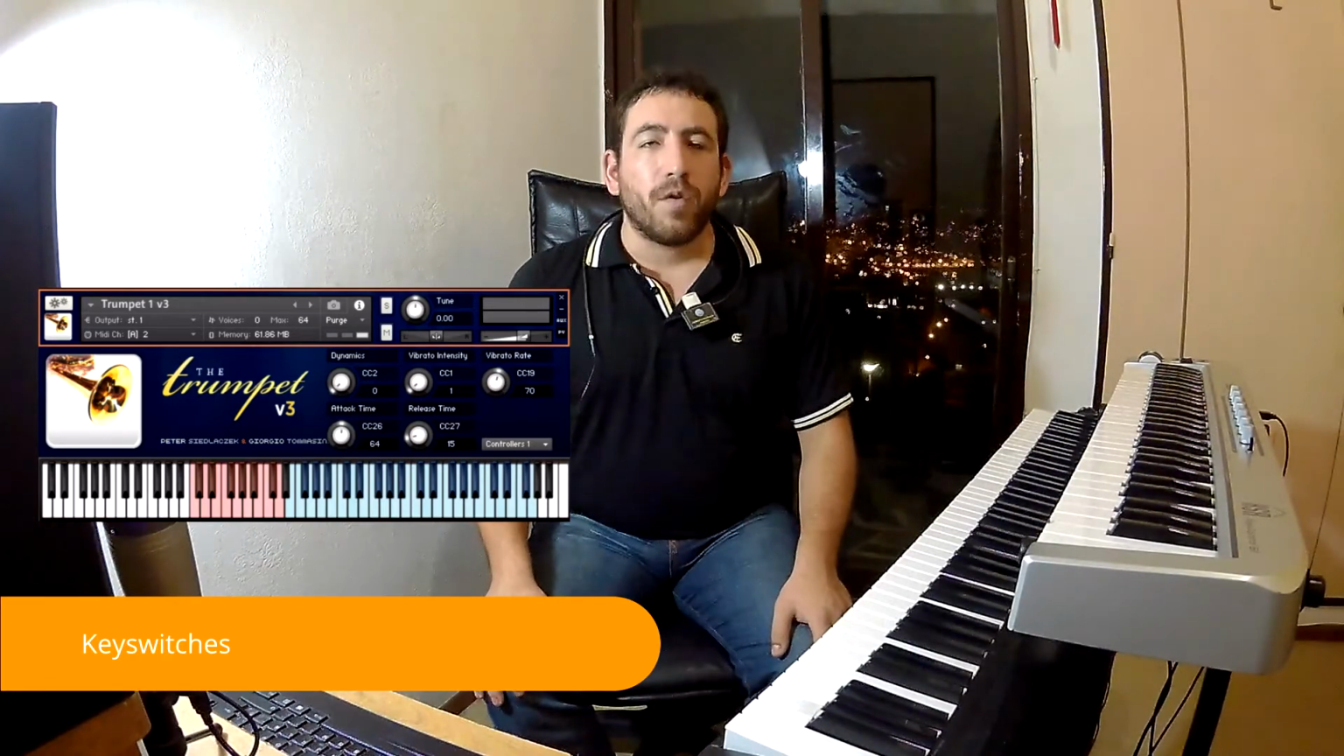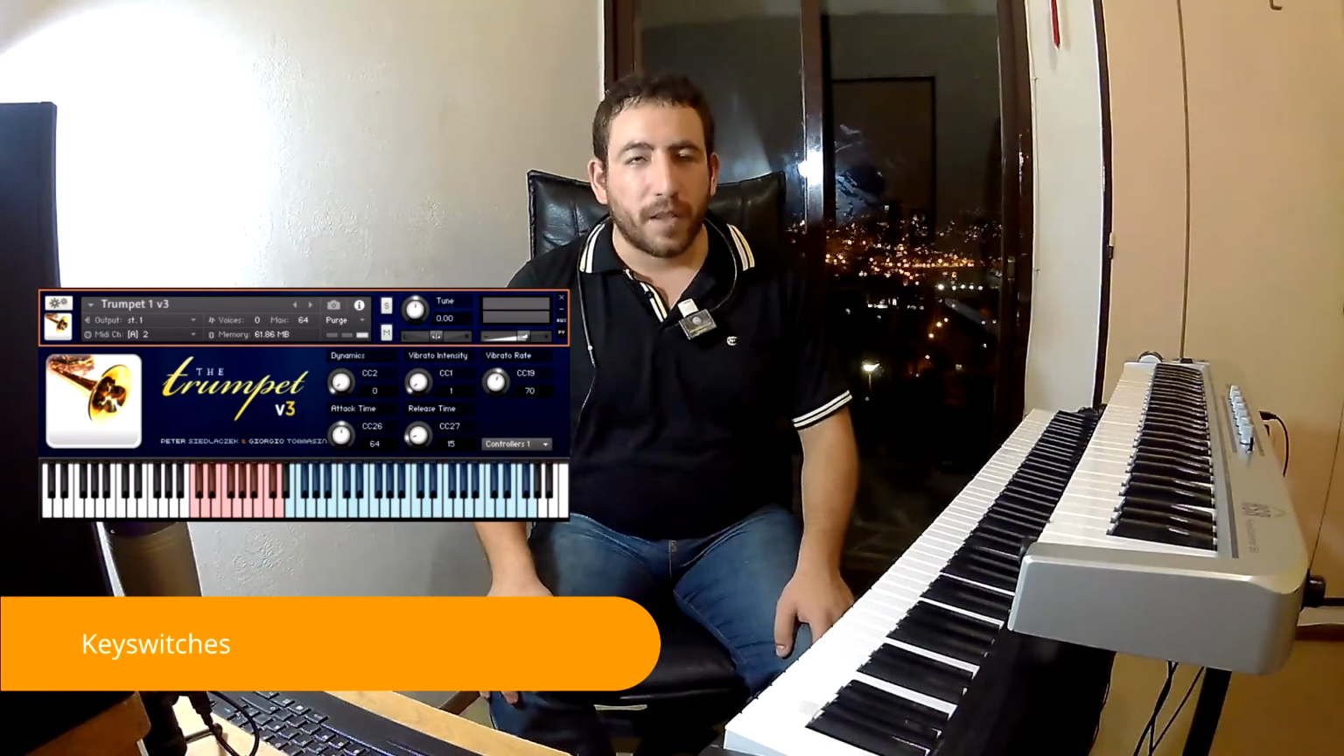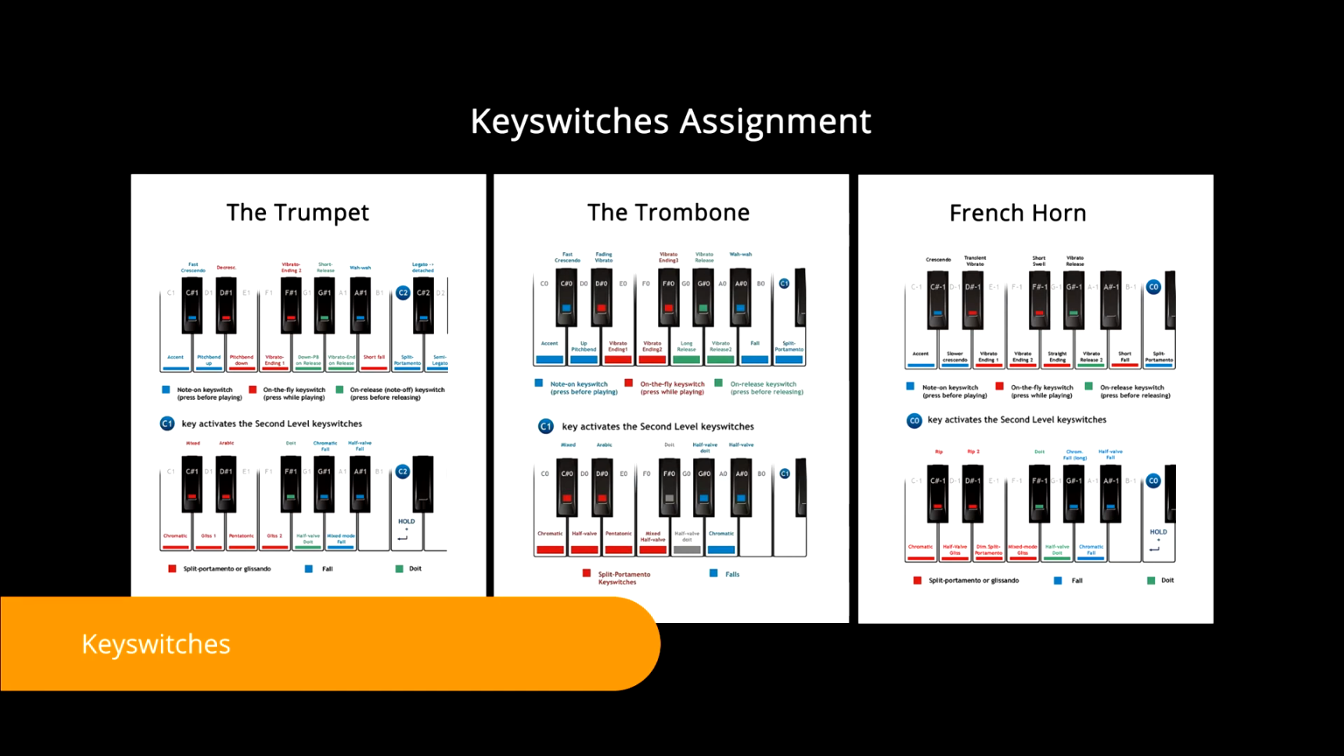Once you learn how to use these key switches, you can obtain much more vivid and realistic results. These are the key switches of the trumpet, but the trombone, French horn and tuba have very similar key switches.